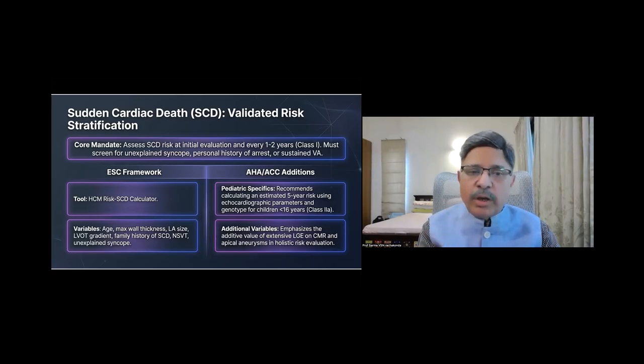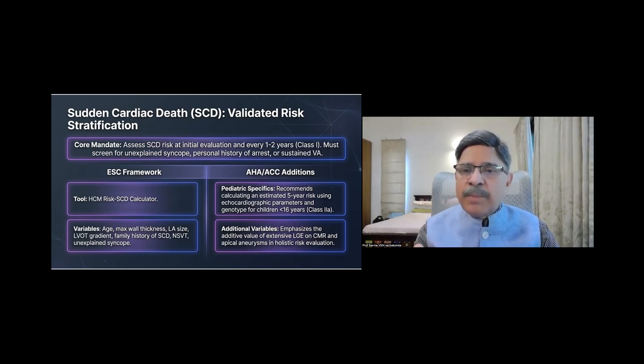Variables in that scoring are age, maximum wall thickness, left atrial size, LVOT gradient, left ventricular outflow tract gradient, family history of sudden cardiac death, NSVT, that is significant supraventricular arrhythmias, and unexplained syncope. These are the variables put into the calculator. You get a risk estimate. The one important thing is you should prevent sudden cardiac death in cases of this cardiomyopathy.